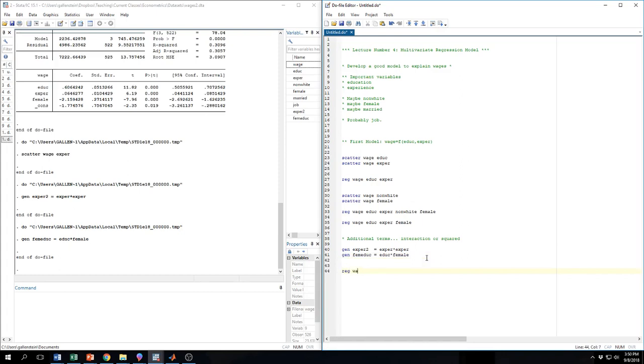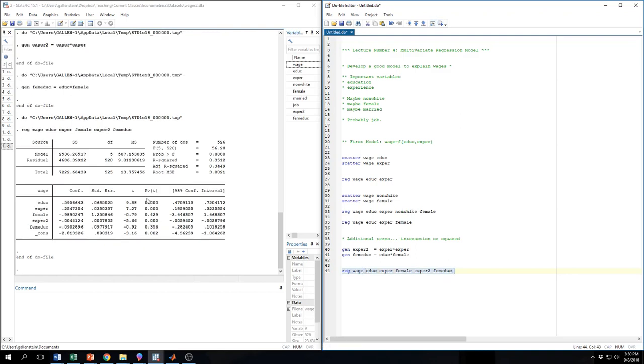Wage as a function of education, a function of experience, a function of female, and now a function of experience squared, and a function of the interaction term between female and education. We're excluding non-white because we think it's irrelevant. Let's run it. Boom. All right, what do we got?